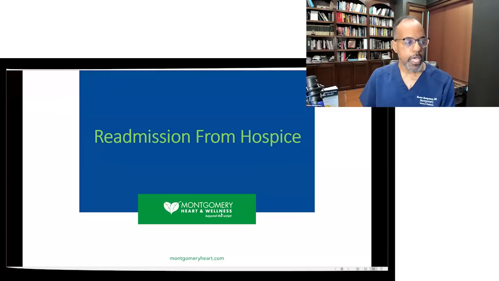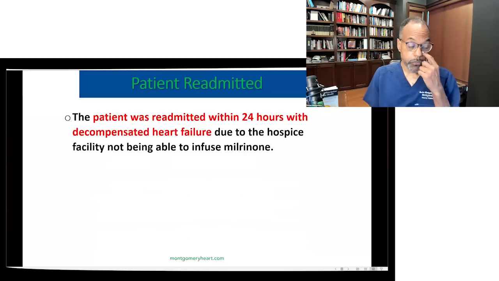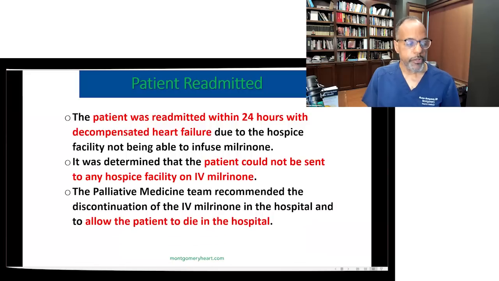And so we did get a hospice facility that agreed to take the patient. However, there was some misunderstanding. They didn't realize the patient was on milrinone, and maybe we didn't communicate that to them well. So they sent the patient back after discontinuing the milrinone, saying they can't manage the patient. So she was readmitted back to the hospital within 24 hours and decompensated in heart failure. So she couldn't be sent to a hospice facility on the IV milrinone. The palliative team came and said, look, we'll just let the patient die here in the hospital after discontinuing the milrinone. So the patient was very distraught.